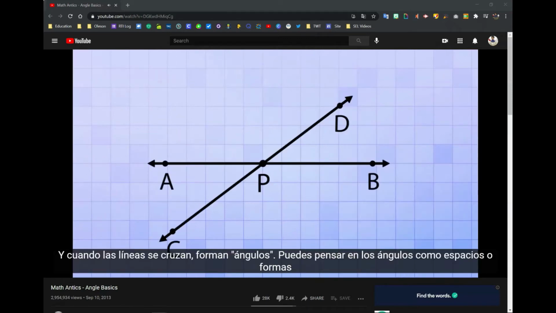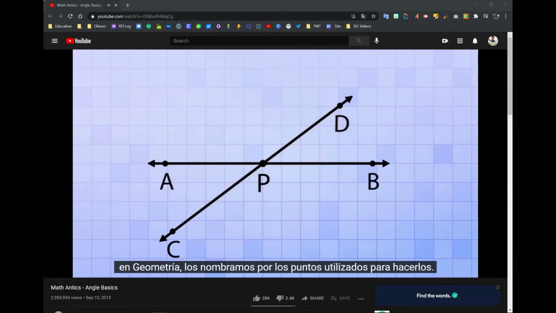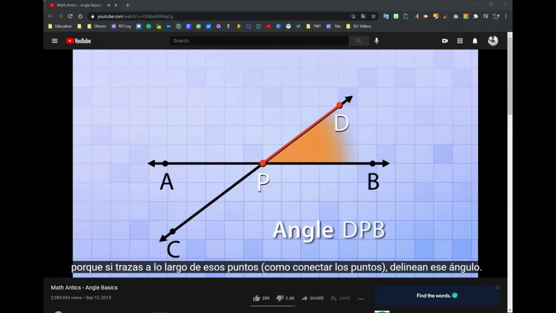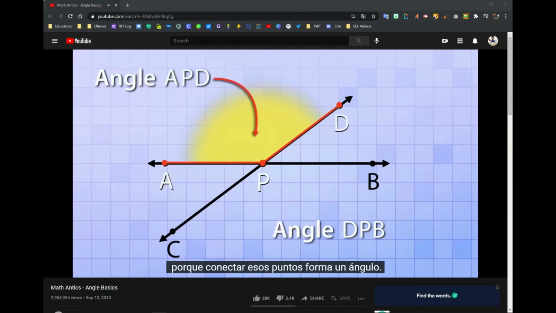And when lines intersect, they form angles. You can think of the angles as the spaces or shapes that are formed between the intersecting lines. These intersecting lines form four angles: 1, 2, 3, 4. But instead of calling them angle 1, 2, 3, and 4, in geometry, we name them by the points used to make them. For example, this angle here can be called angle DPB because if you trace along those points, like connect the dots, they outline that angle. And this angle here, we can call that angle APD because connecting those dots forms that angle.